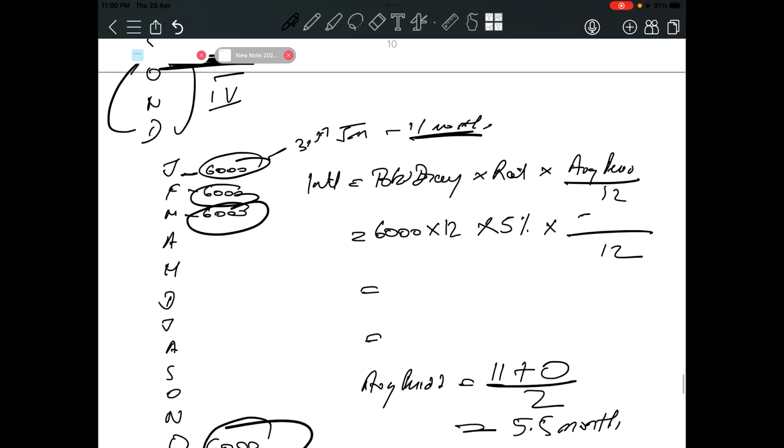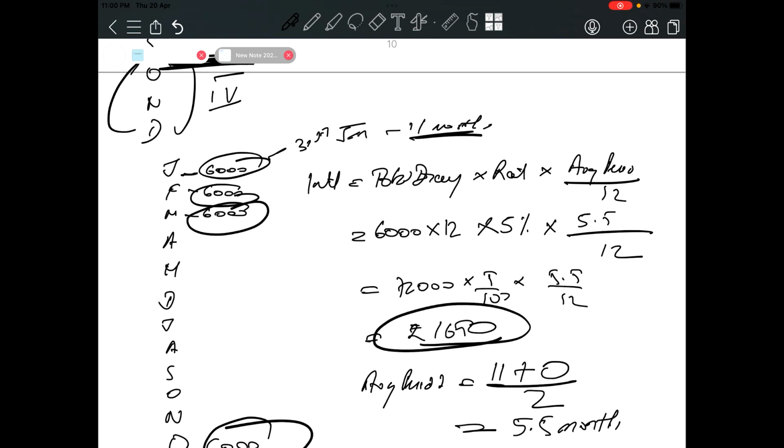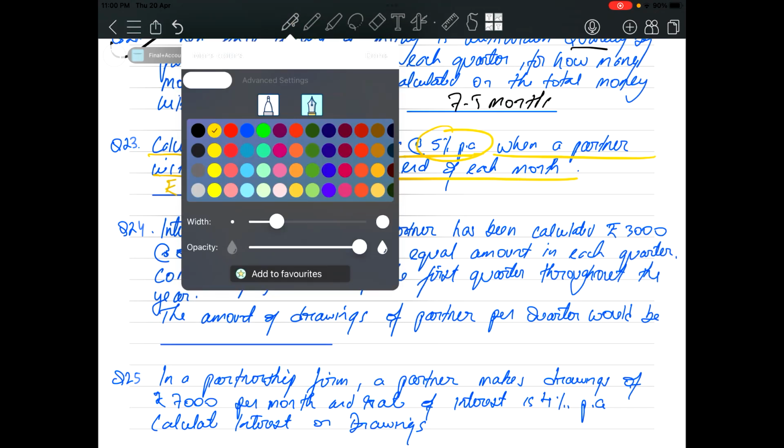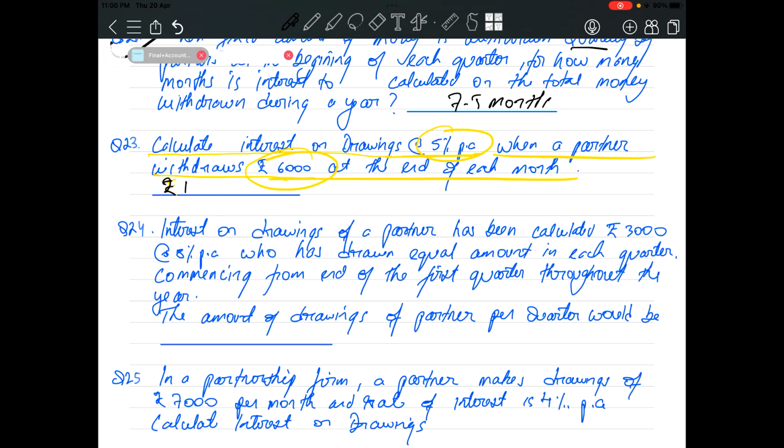Now let's find out the interest on drawings. 6,000 into 12, so the total drawings is 72,000, into 5%, into 5.5 by 12. So what is the right answer? 1650. So the interest amount is rupees 1650.